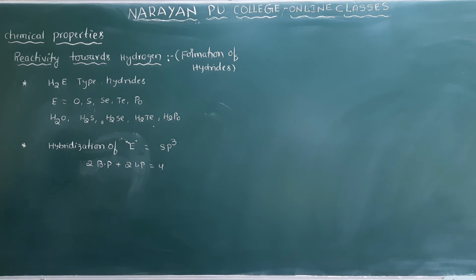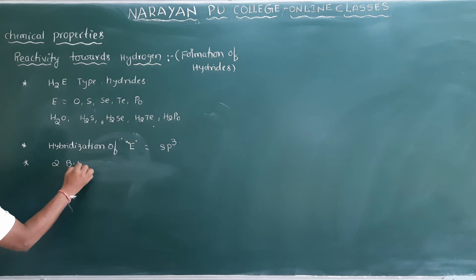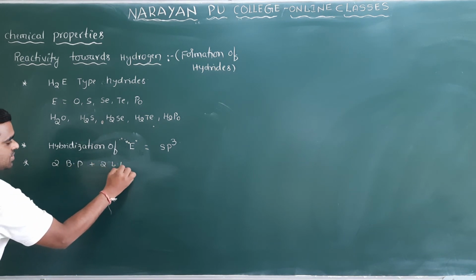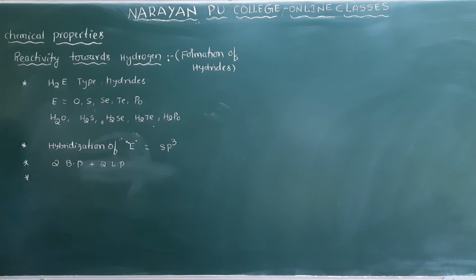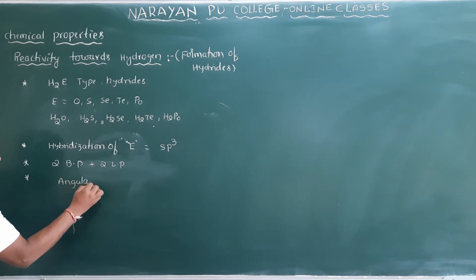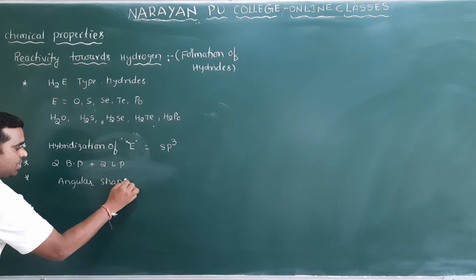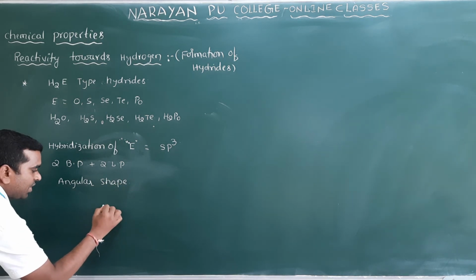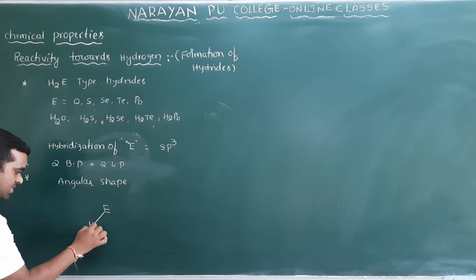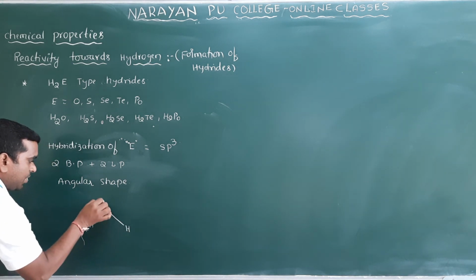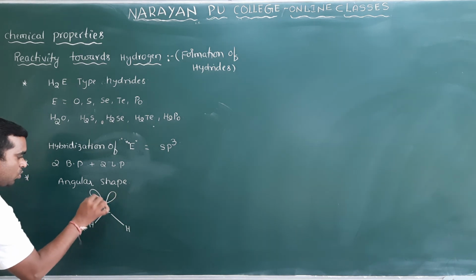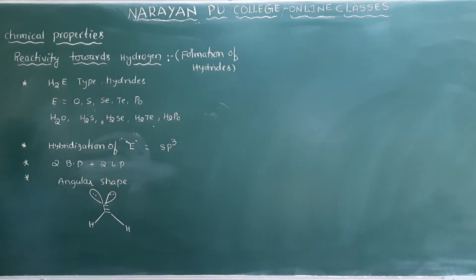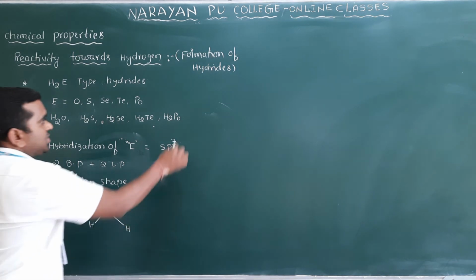Second point: this compound has 2 bond pairs and 2 lone pairs. If a molecule has 2 bond pairs and 2 lone pairs, what is the shape of the molecule? Angular shape, or bent shape. There are 2 lone pairs of electrons on E. So this is about the shape of the molecule.